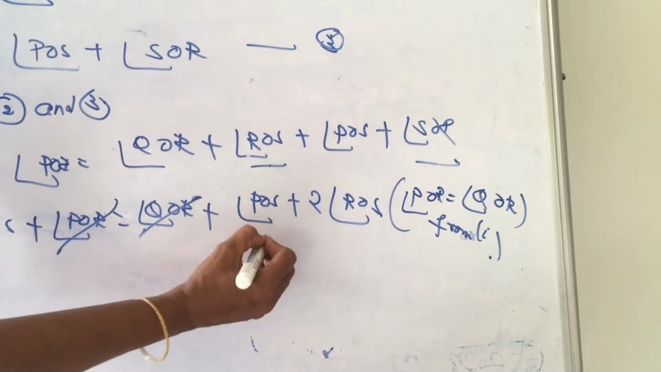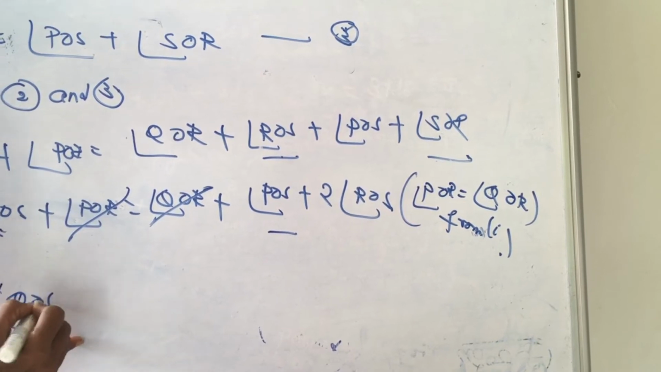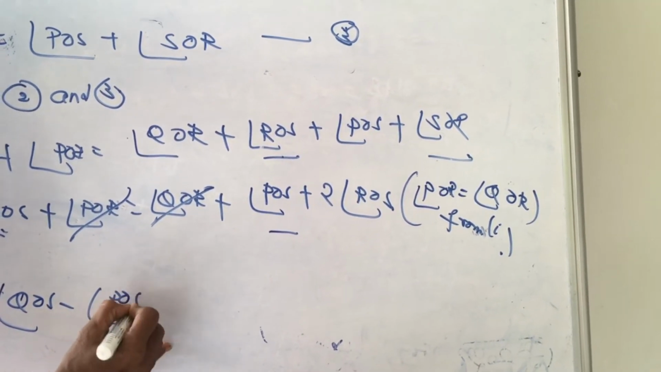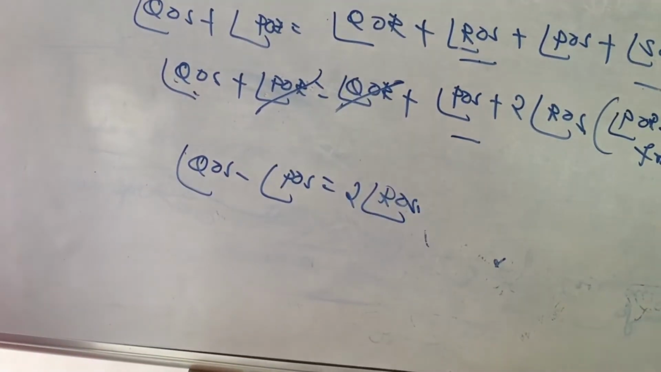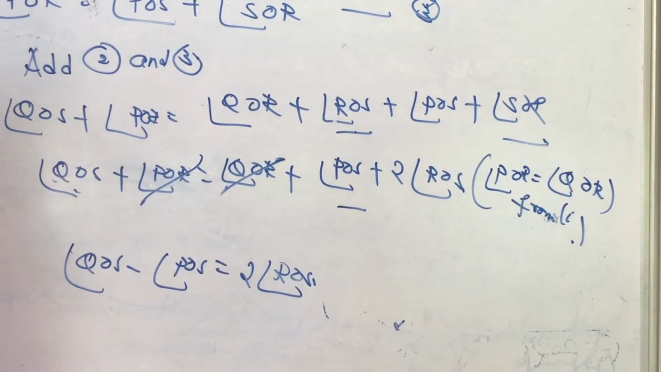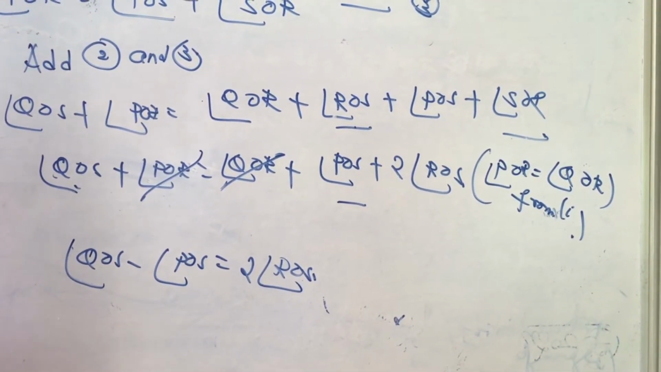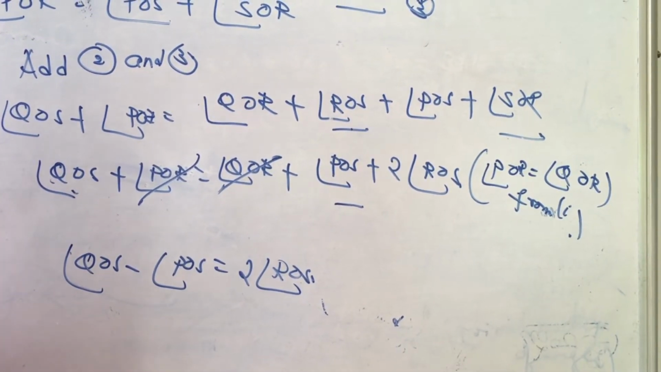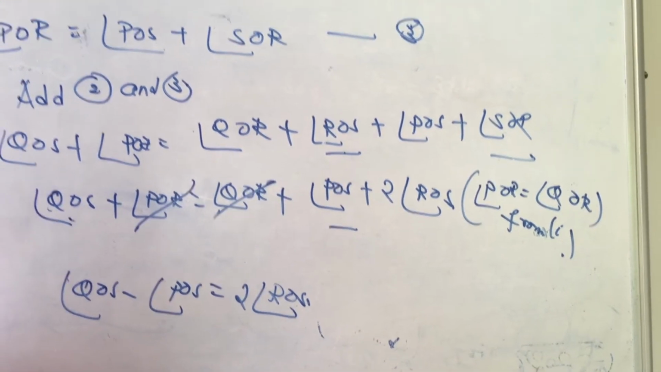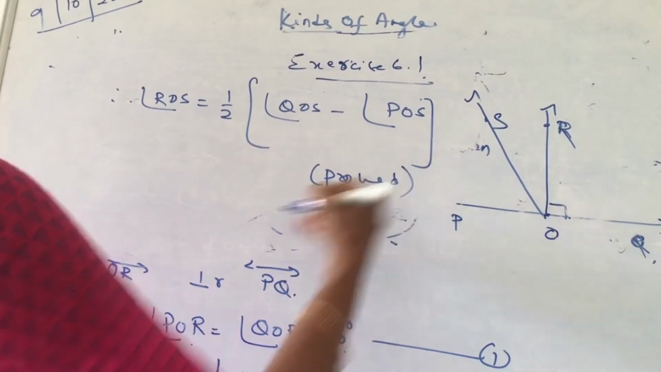This angle, when it comes to left side, what does it become? Minus. Angle POS is twice angle ROS. Yes, therefore, the 2 of angle ROS, when it goes to left side, what does it become? Half angle QOS minus half angle POS, and that is proved.